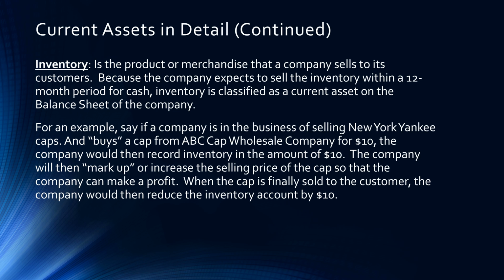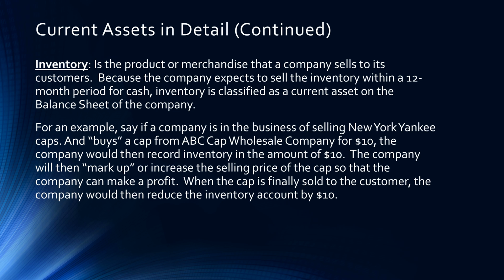Inventory. Inventory is the product or merchandise that a company sells to its customers. Because the company expects to sell the inventory within a 12-month period for cash, the inventory is classified as current on the balance sheet of the company.